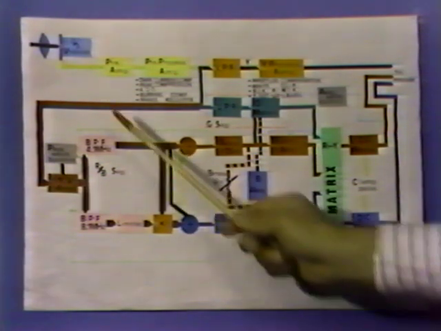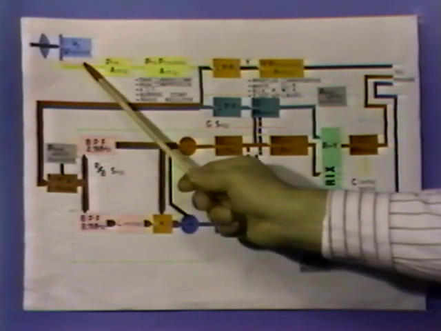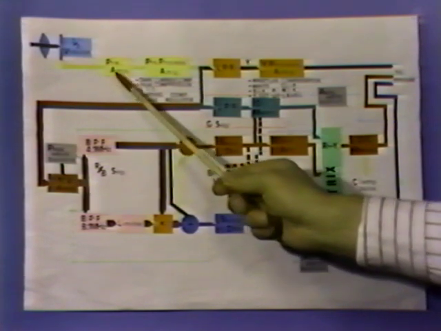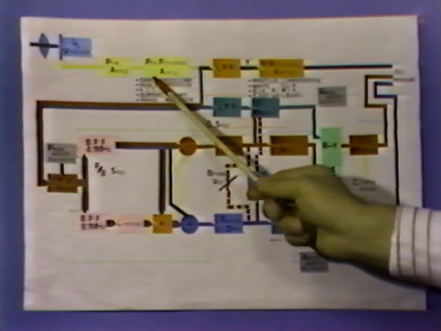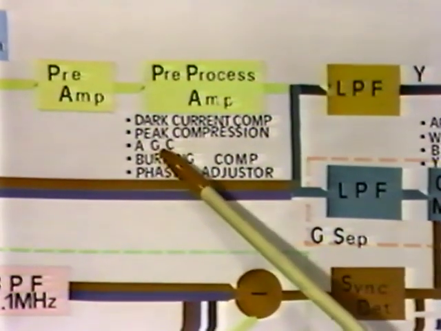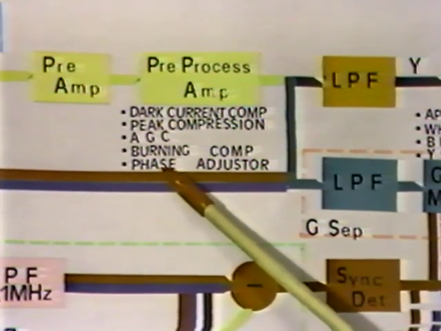The color multiplex signal from the Vidicon is amplified by a high SN preamplifier. Then, the pre-process amplifier takes over to compensate its dark current, to compress its peak, to do AGC, to compensate its burning, and to correct its phase.